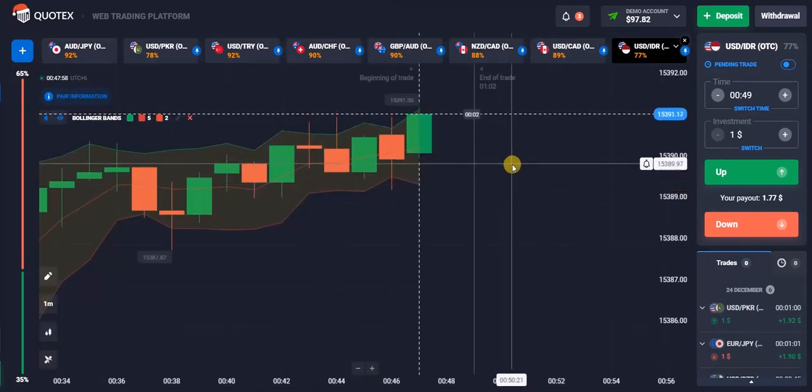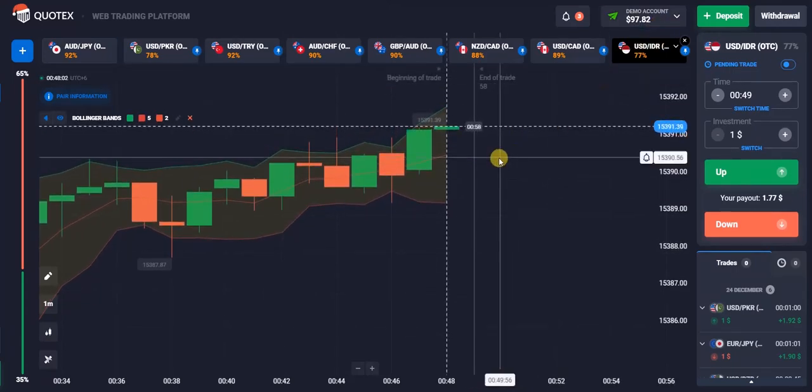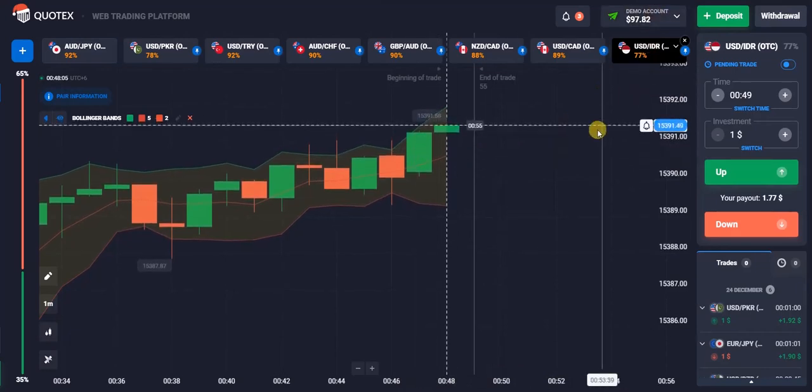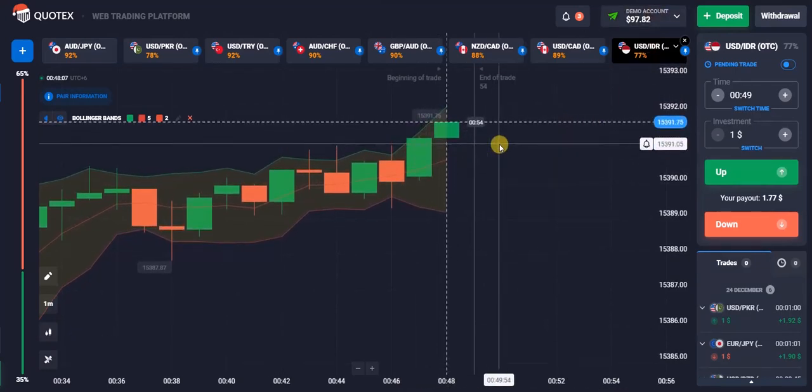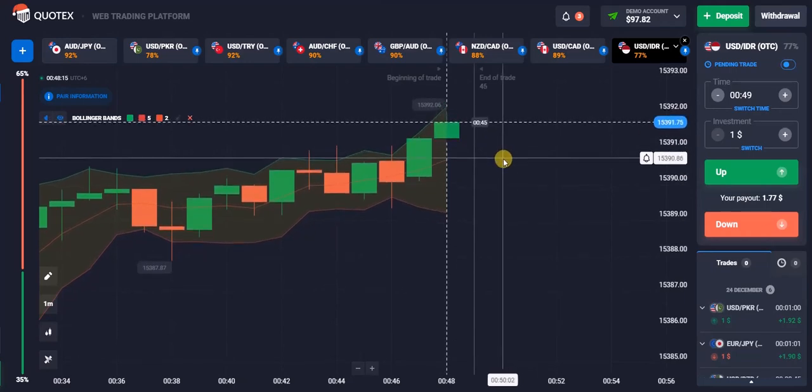So I would suggest you practice a strategy on demo before using your real money. Test it with a demo account, and when you are confident and you find the loopholes and everything, then you can go for real money. So that's the thing. Let's see.